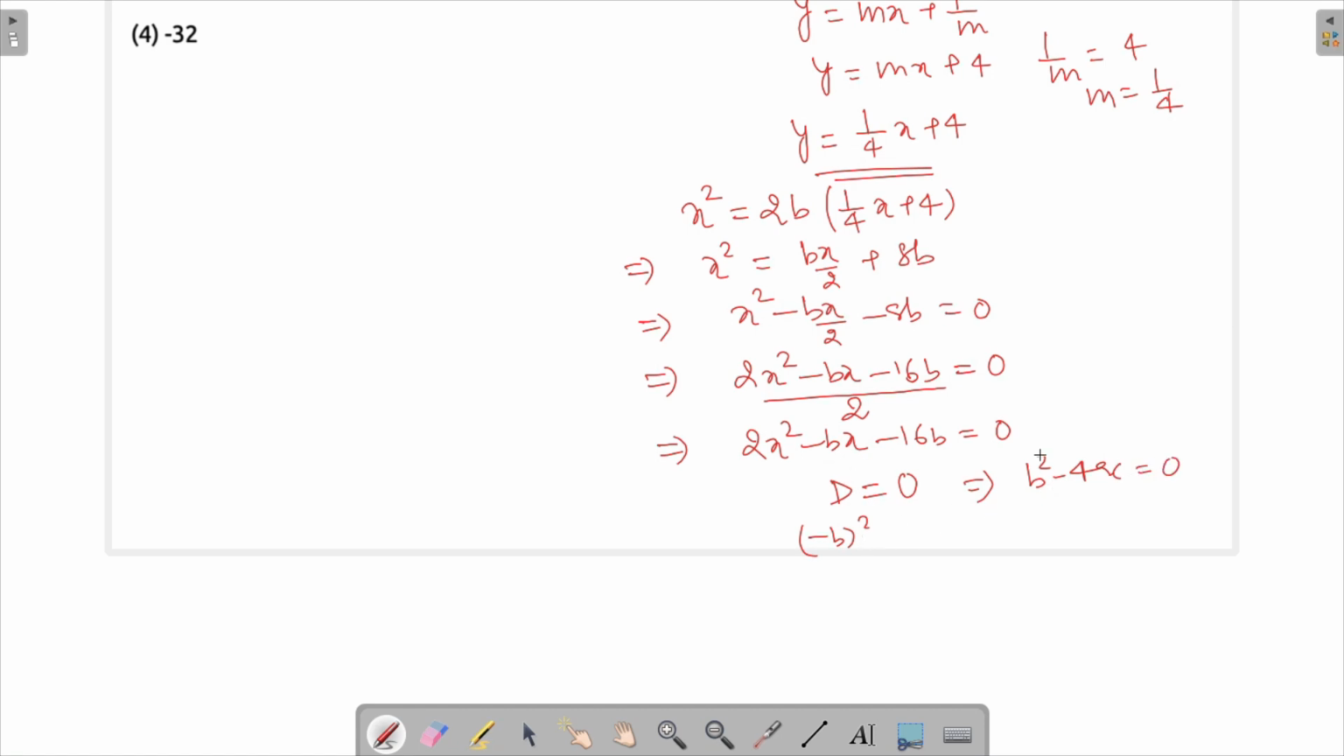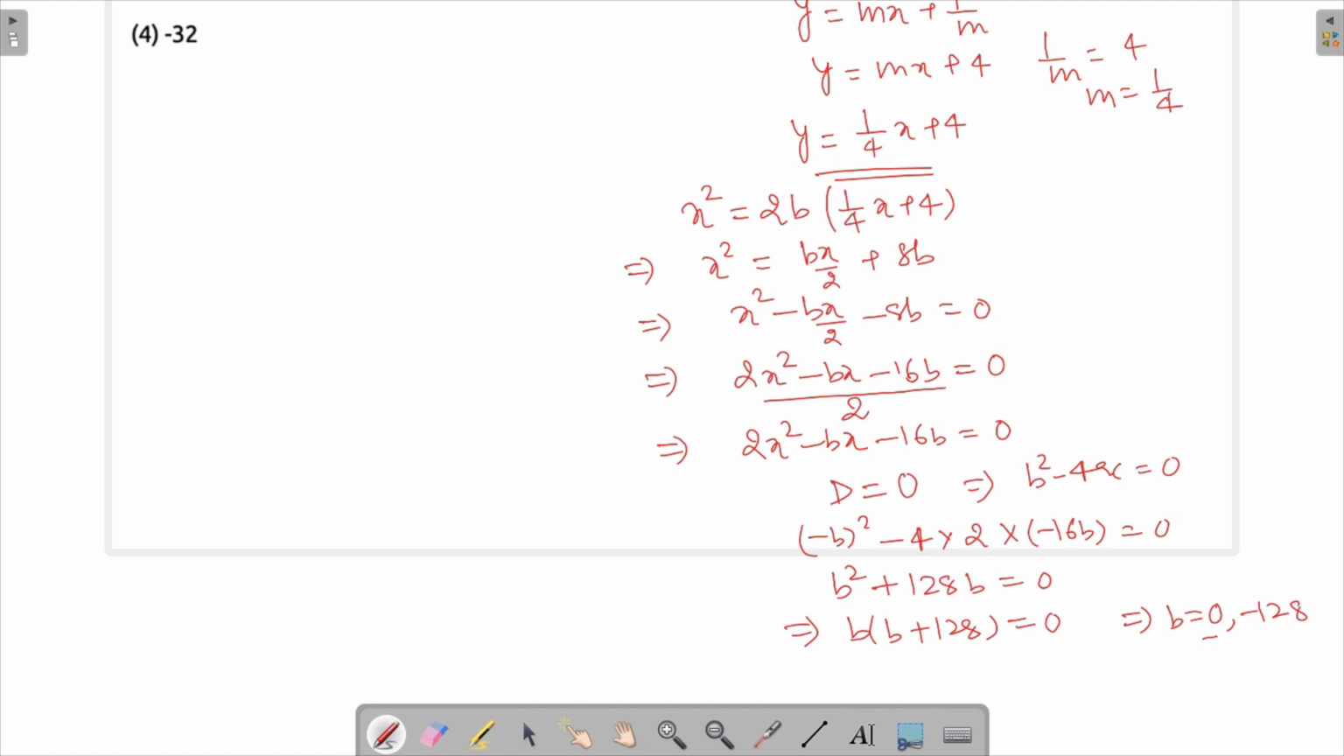Whatever be the values of a, b and c, we will substitute here. So minus b whole squared minus 4 into 2, which is a, into c, which is minus 16b, is going to be equal to 0. So we will have b square plus 128b equals to 0. So this implies that, taking b common, b times b plus 128 is 0. So this implies that b is actually either 0 or minus 128.